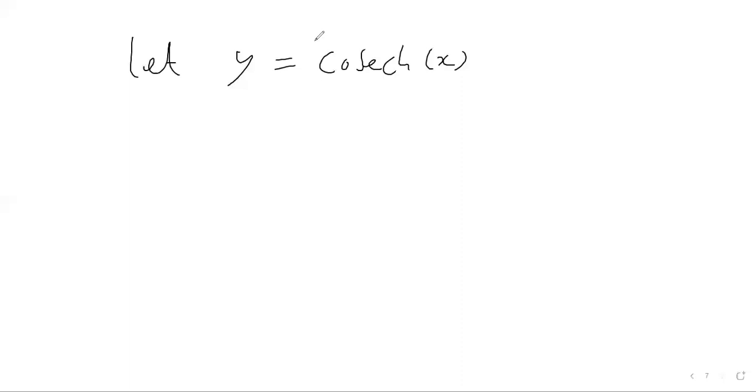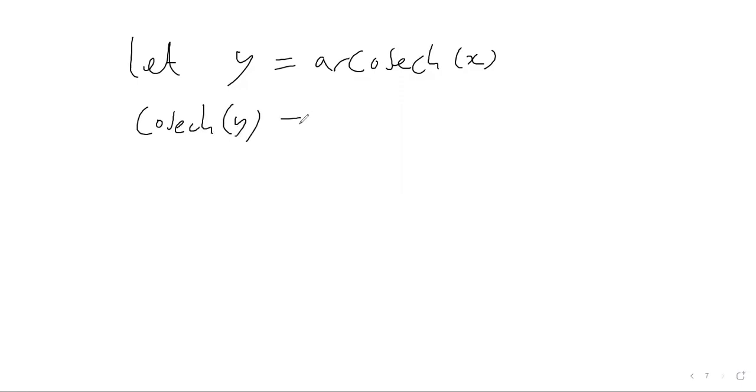Sorry, this shouldn't be cosec. This should be r cosec. My bad. So this is r cosec of x. So we can apply the cosec function to both sides. So apply cosec of y to that side, and then apply cosec of r cosec of x to the right side.